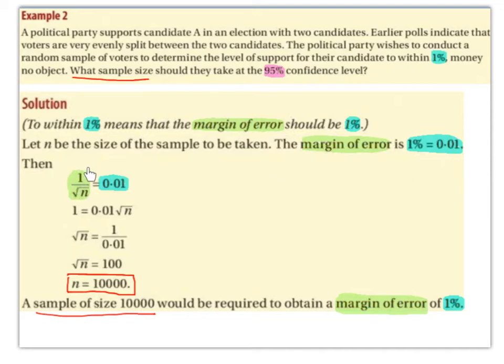So I could only use the 1 over root n formula for the margin of error because the question specifically said it was a 95% confidence level. So if this question had instead asked us to be within 2%, then we would have let 1 over root n equal 0.02 and solved for n. If it had said to within 5%, we would have let 1 over root n equal 0.05 and solved for n, and so on.